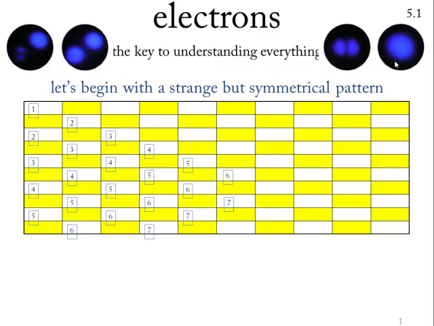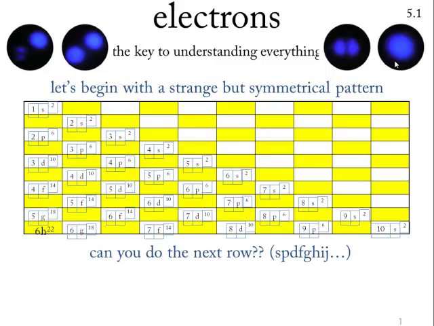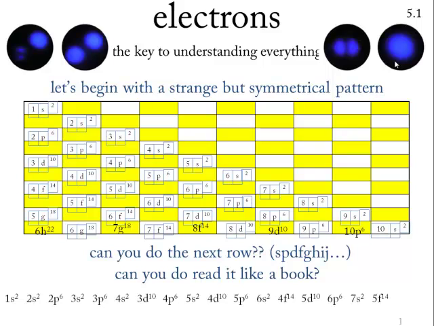Do you remember this? This was in Screencast 5.1 where we had you write down all those weird numbers, did the next row, and then we found if you read this like a book, this is what you end up with. Check this out. Read it like a book. 1s2, 2s2, 2p6, 3s2, 3p6, 4s2, 3d10, 4p6, 5s2, and it can go on and on and on. As long as you draw something like this, you can do it.